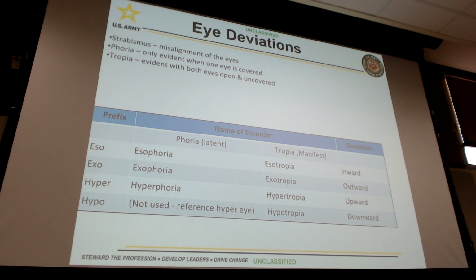Right, so strabismus equals tropia. Strabismus is tropia. It's a manifest condition. You'll see it when you're doing cover test. Do you guys do cover test? Do you feel good about cover test? Like, you know what you're looking at when you're doing cover test?